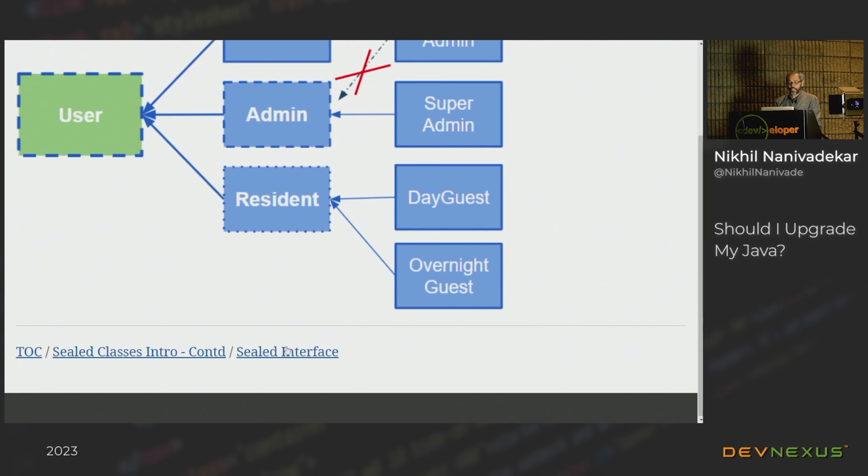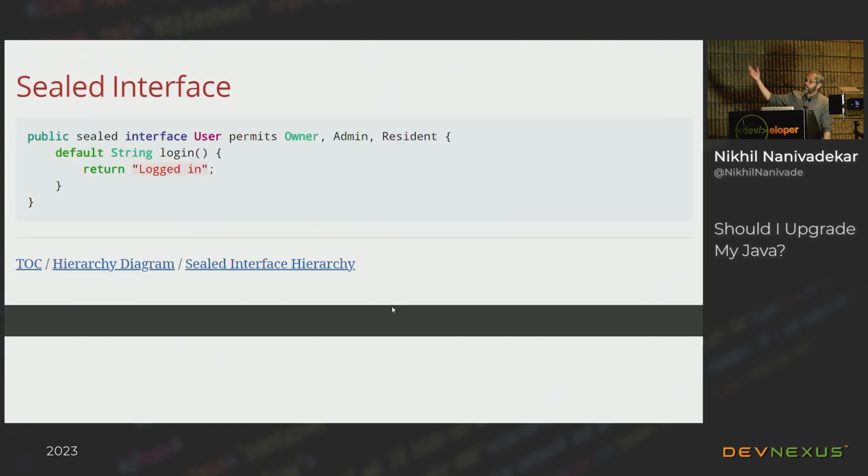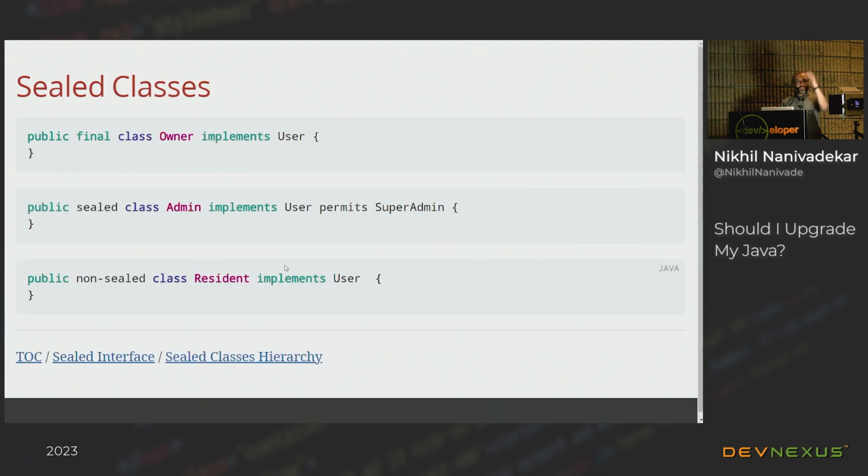So if we look at the actual interface, this is how it is. Essentially, public sealed interface user, it permits the three that we saw right now: owner, admin, resident. And I just created a default method called login just for testing. Now, if we look at the sealed interface hierarchy, if you remember from two slides before this, owner was basically my final class, admin was the sealed class, the dashed lines, and resident was the non-sealed class, so dotted lines, right?